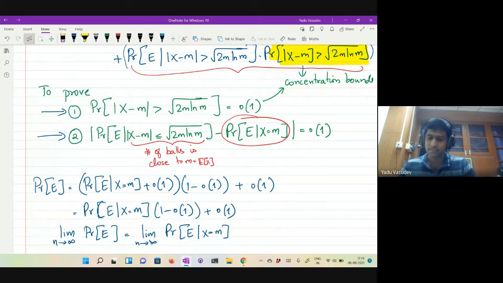And both these statements seem believable, right? This concentration we have already seen; we have proved a Chernoff type bound. And this one seems okay too. You're saying, what is the probability of E conditioned on x being close to m? And you know that x being close to m will almost always happen since m is the expectation of x. So you might as well assume that x is equal to m. That's what the second statement is saying. Any questions so far?